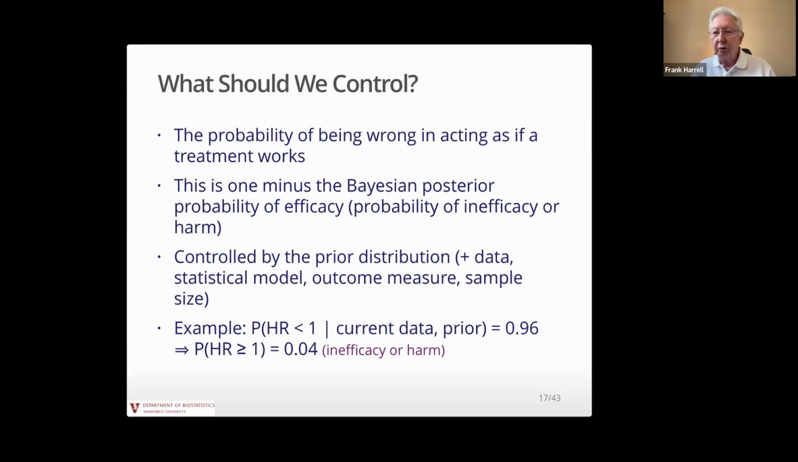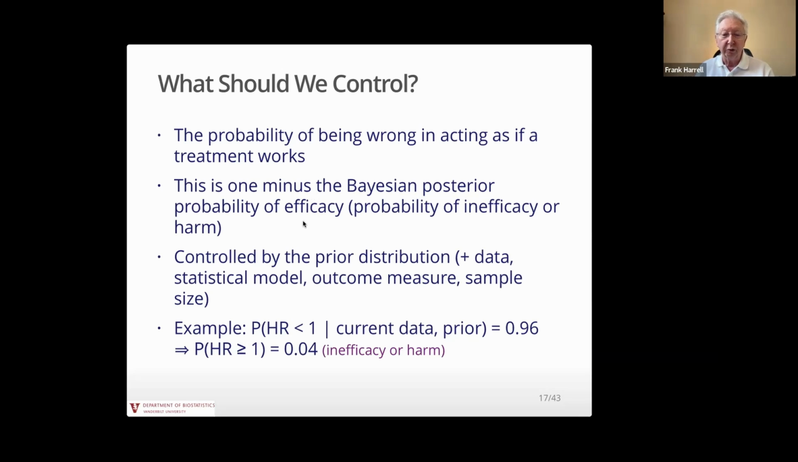So what should we control? Just like in life, you want to control the correctness of the decisions that you make. This is what Bayes is all about. It's not about the chance of observing surprising data if you assume the treatment is ignorable. It's about the probability of being wrong in acting as if a treatment works. So if you calculate the Bayesian posterior probability that the treatment works, efficacy, 1 minus the probability that the treatment works is the probability that it doesn't work. And that is what I would call a decision error. And we want to control decision errors. We want to control how likely it is that if we act as if a drug works, that it really, in all truth, doesn't actually work.